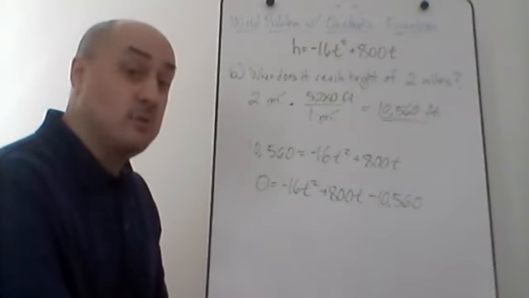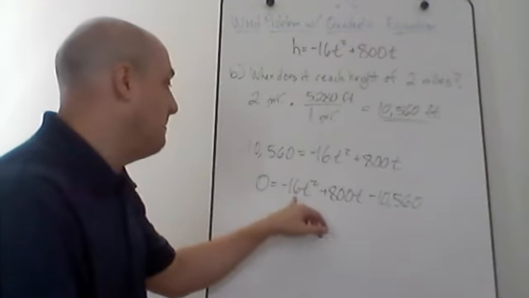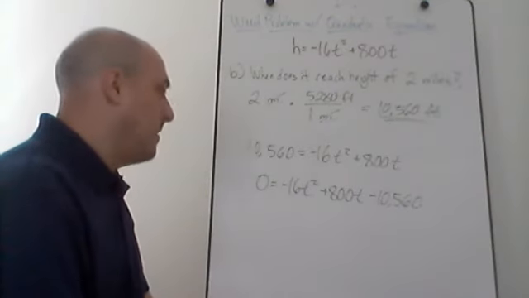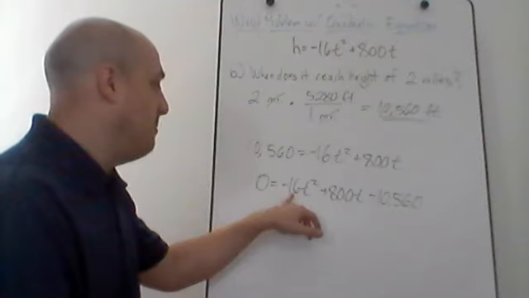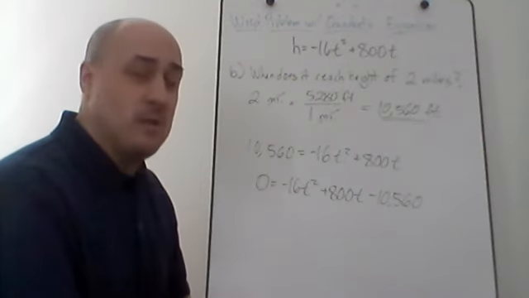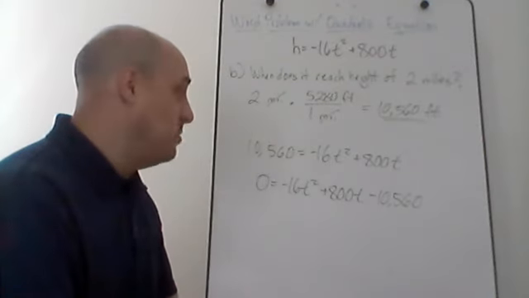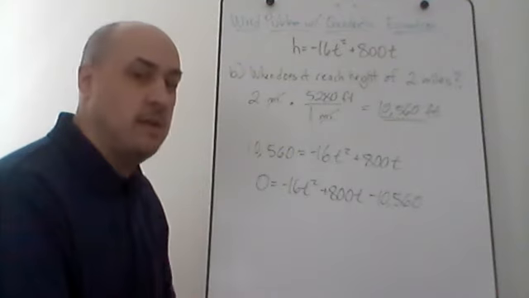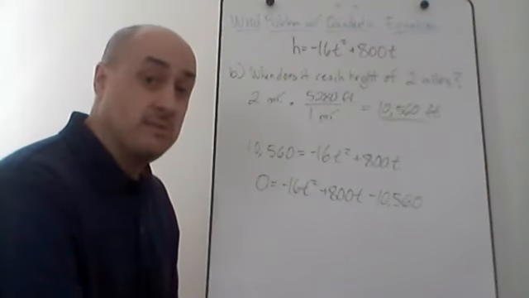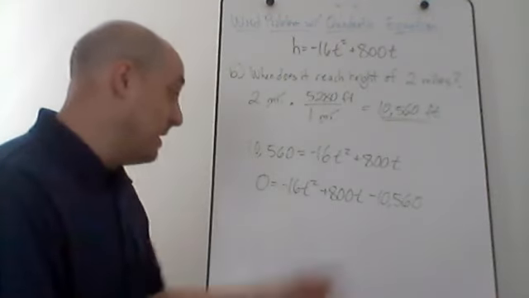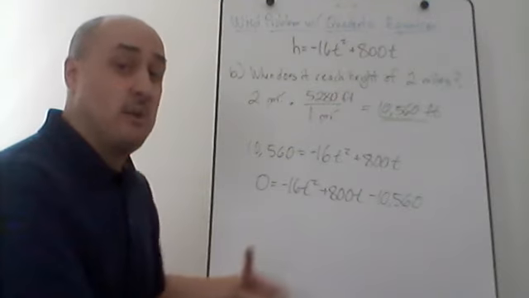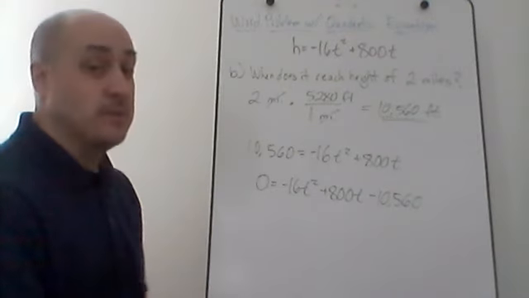I am not even going to try. Since I have this number in front of the t squared, I would have to use the AC method, and if I multiply negative 16 times negative 10,560, I would have to find two numbers that multiply to that and add up to 800. I might be sitting here all day looking for those numbers. So once the numbers get so big, I tend to not factor.